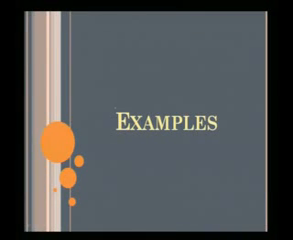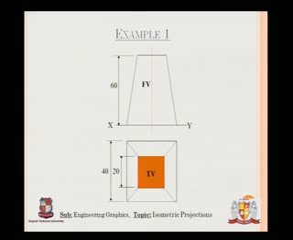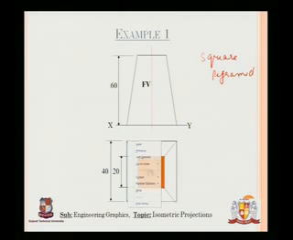Okay, so now let's get down to solving a few examples of isometric view. This is the first example that is given to us. This is a frustum of a pyramid, a square pyramid. Why a square pyramid? You can see that this is the top view which is given to us.